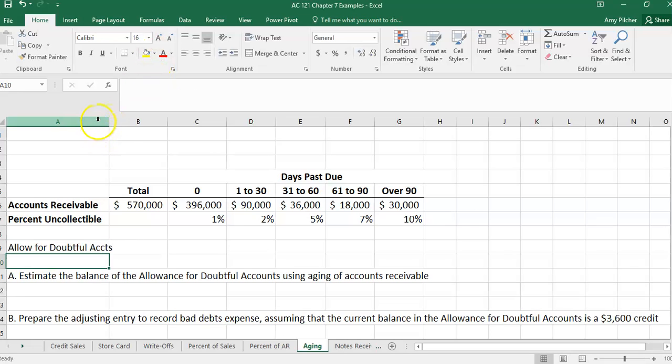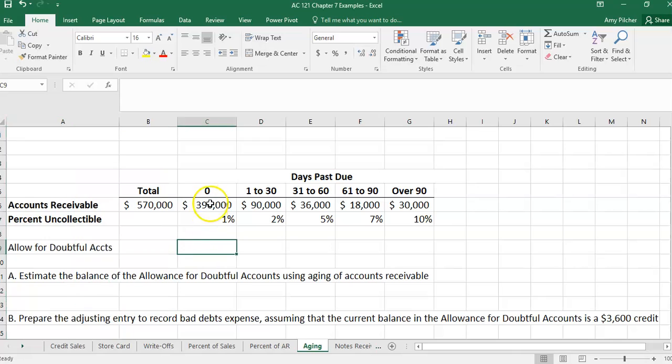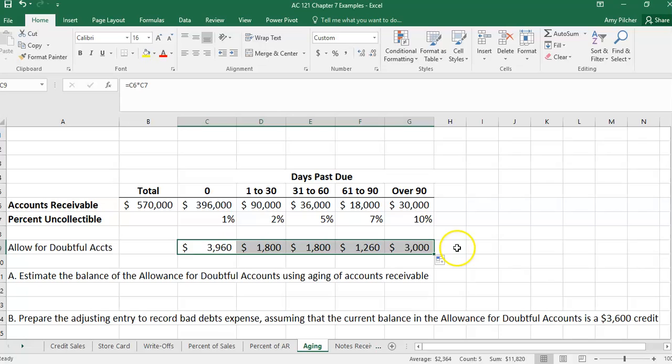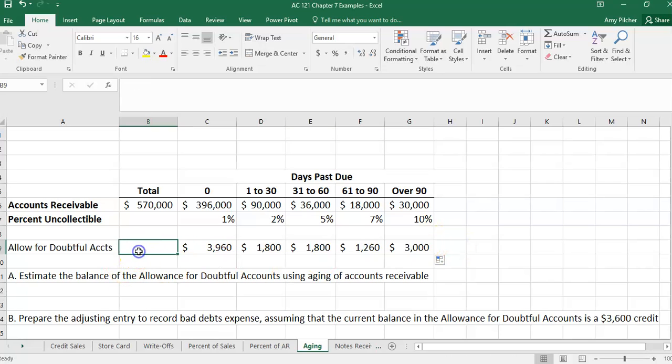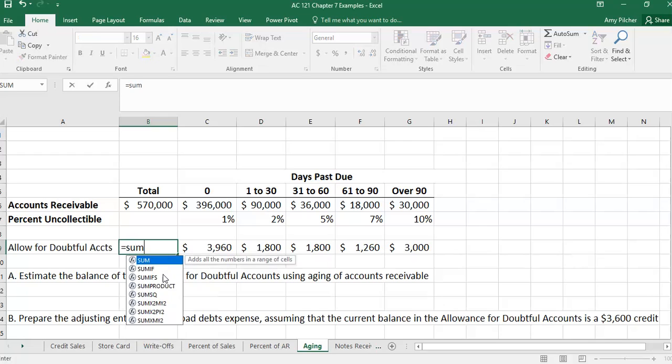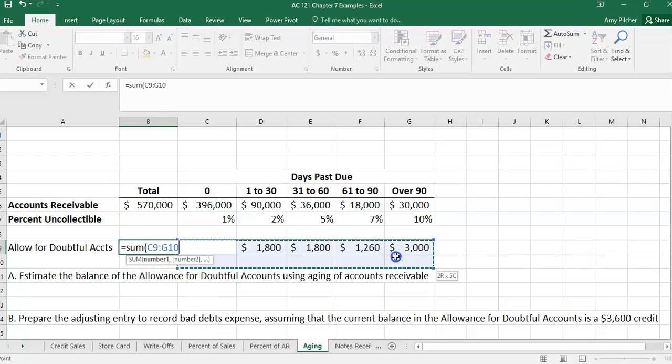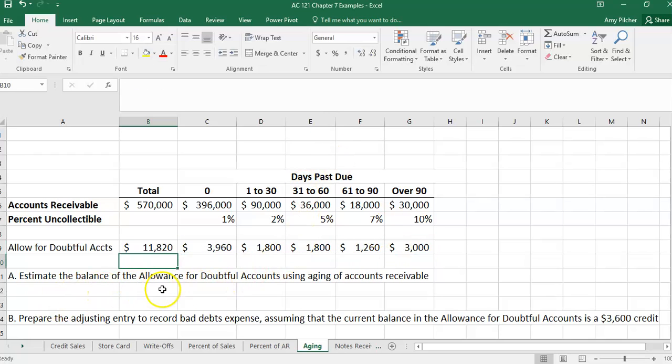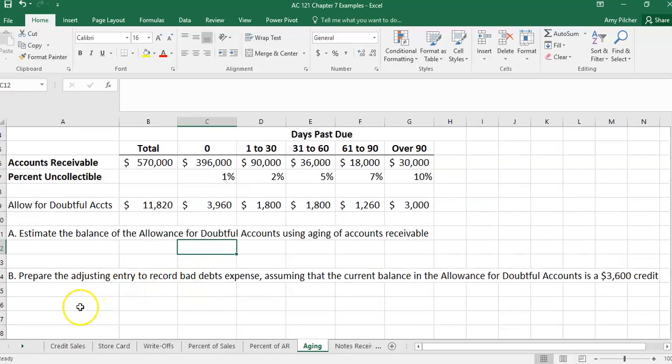we would take our amount of accounts receivable times the percent uncollectible. And we can copy that formula all the way to the end. So our total allowance for doubtful accounts needs to be the sum of all of those estimated amounts. So the balance of our allowance for doubtful accounts needs to be $11,820. Now we have our adjusting journal entry.